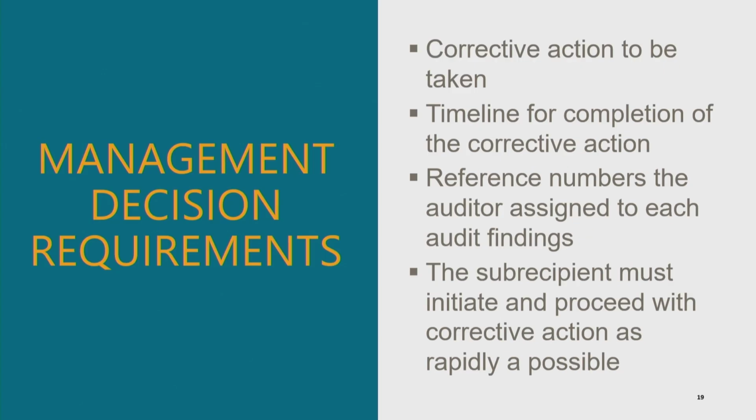The management decision must document the corrective action to be taken. That is how the subrecipient is responding to the finding and how they're correcting it. A timeline for completion of the corrective action also needs to be documented. The corrective action plan that's included and required with a single audit will really help with those two requirements. In addition, the reference numbers the auditor assigned to each audit finding in the single audit must be documented in the management decision.